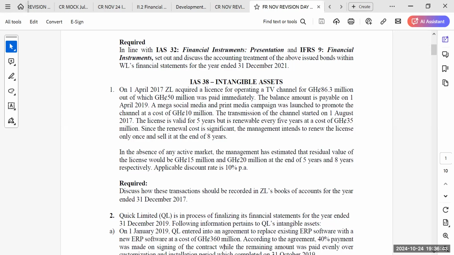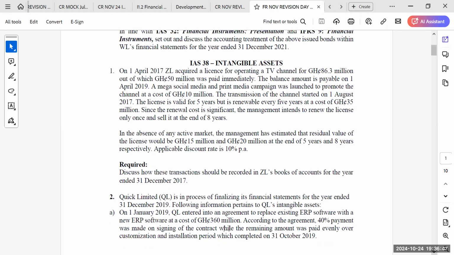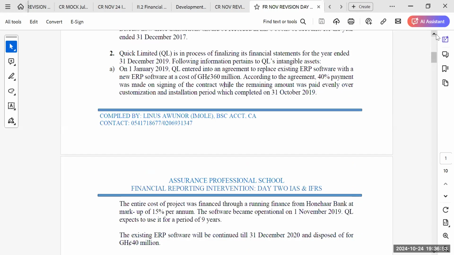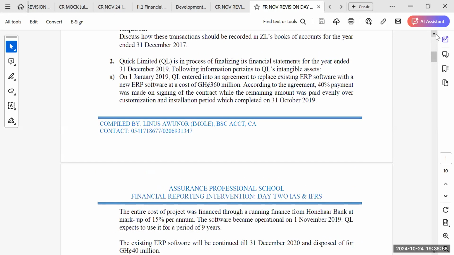Okay, let me solve this question. Just take question number 2A. Should I take the preamble for the A?